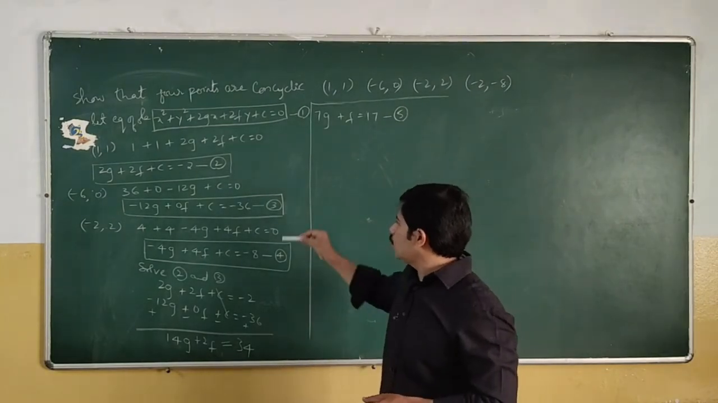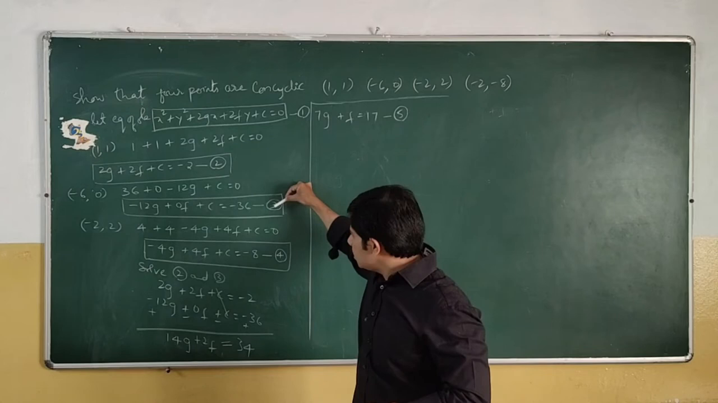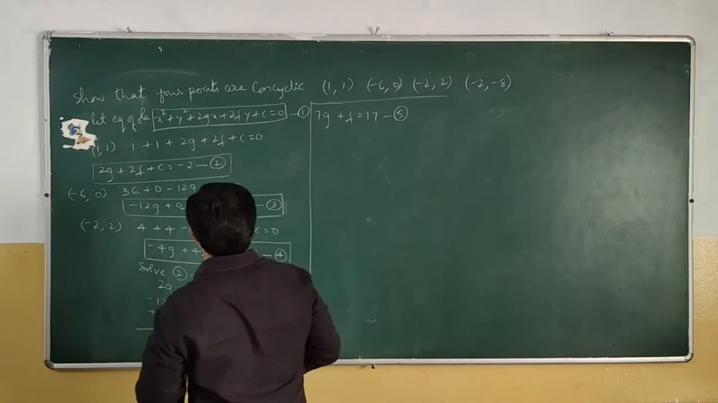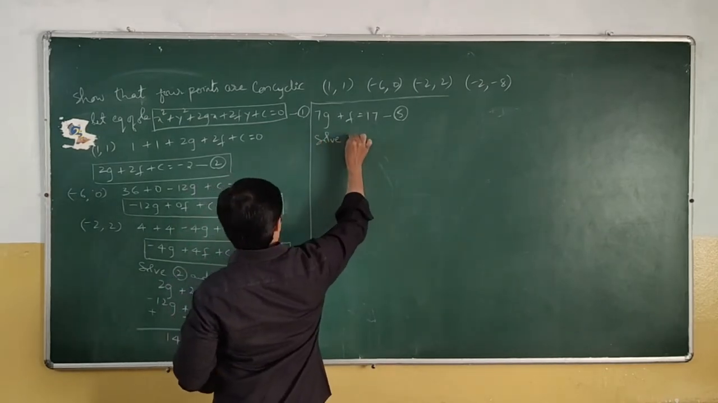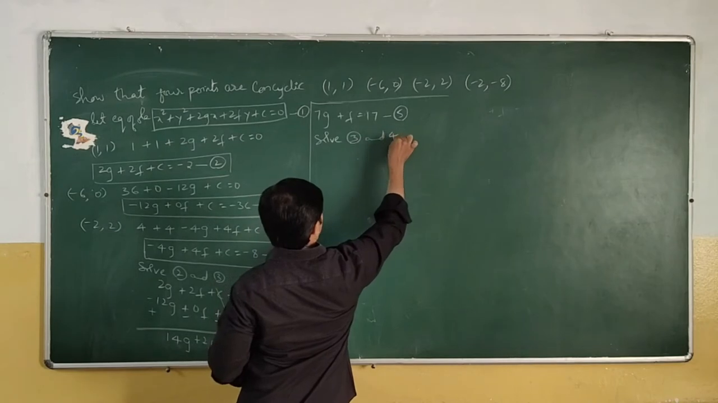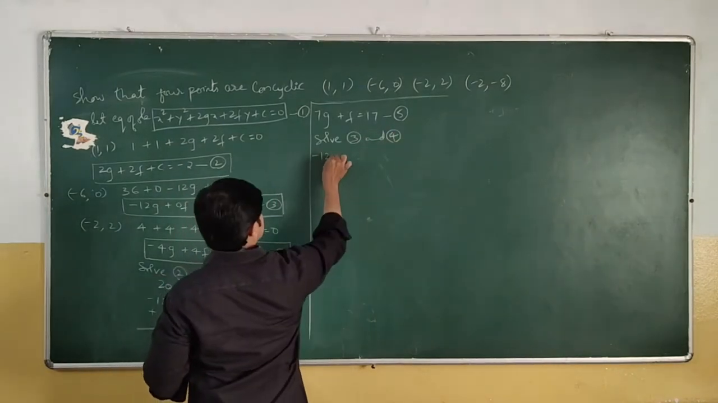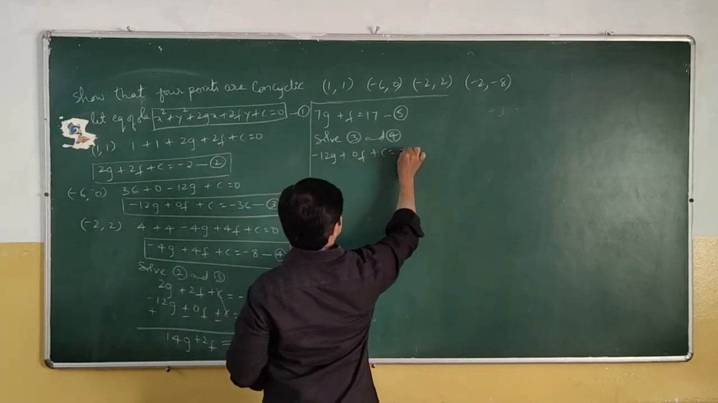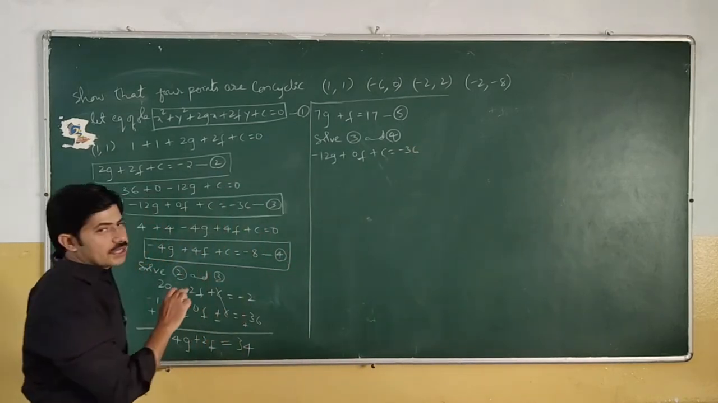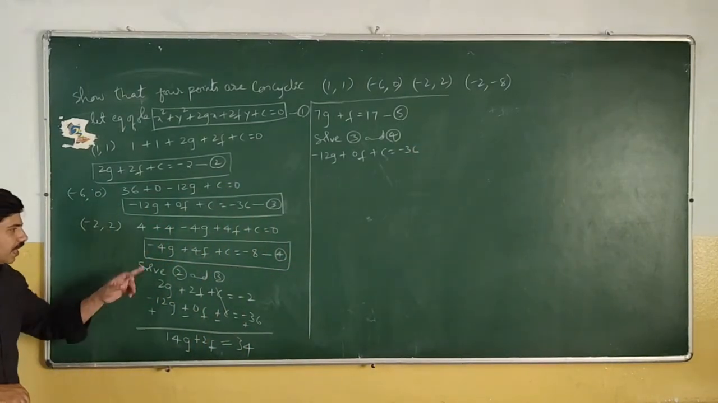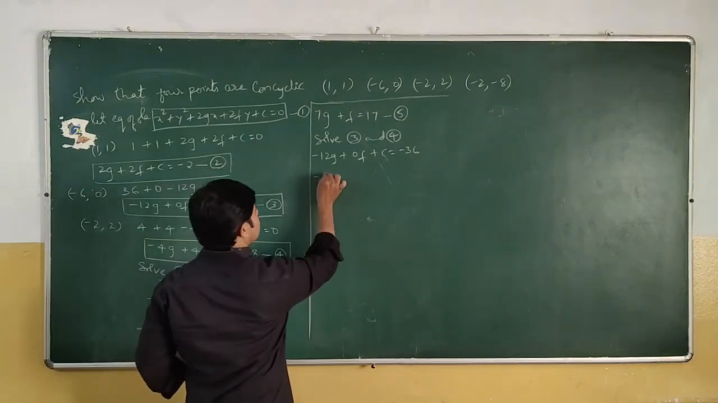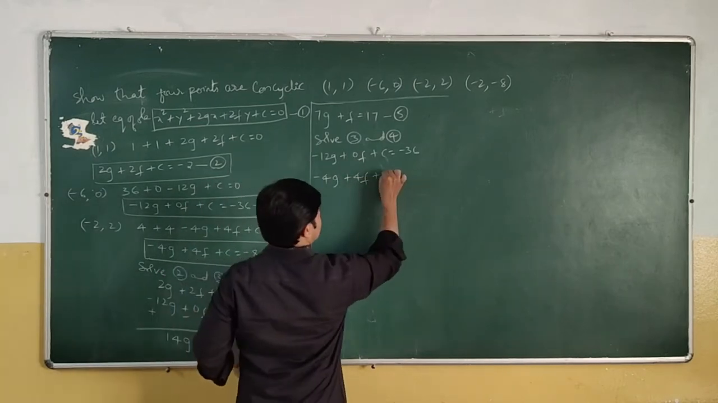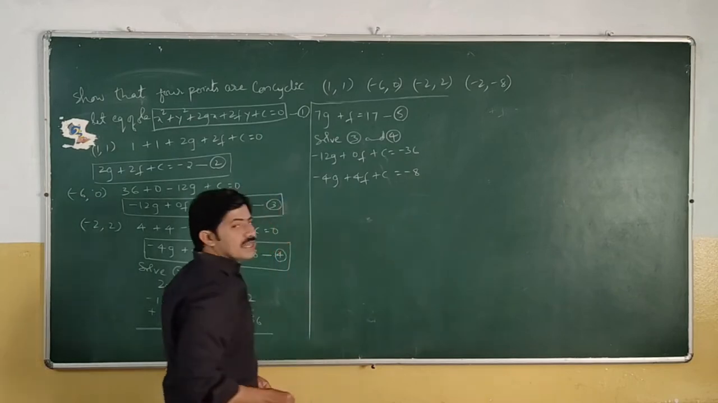After that, we have solved 2 and 3. Now we will solve equations 3 and 4. Again, we eliminate C. So what is equation 3? It is minus 12G plus 0F plus C is equal to minus 36. And equation 4 is minus 4G plus 4F plus C is equal to minus 8.